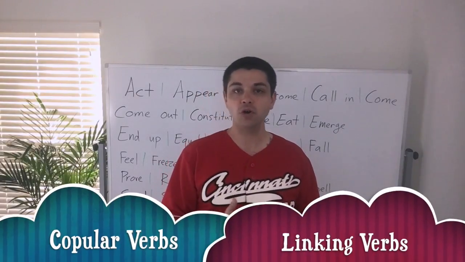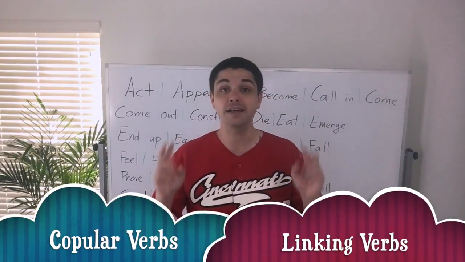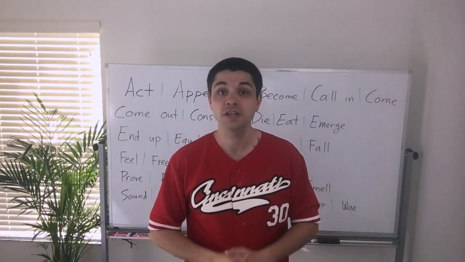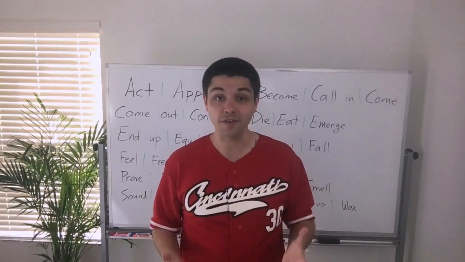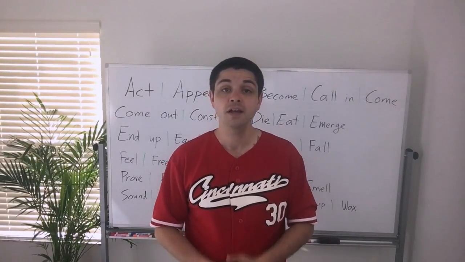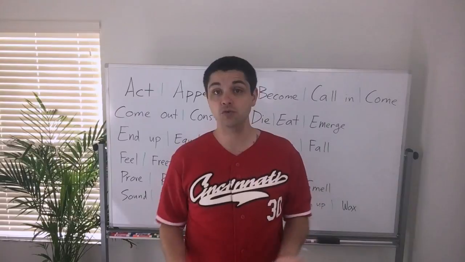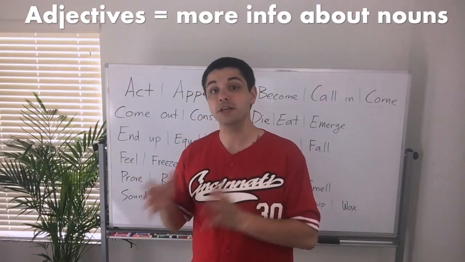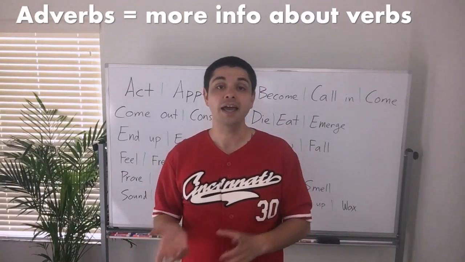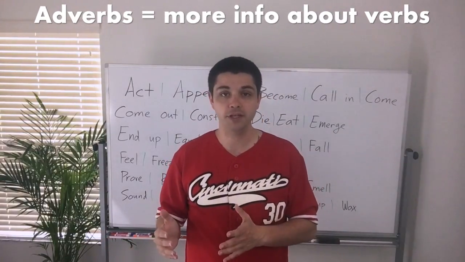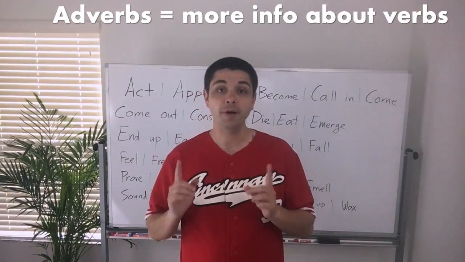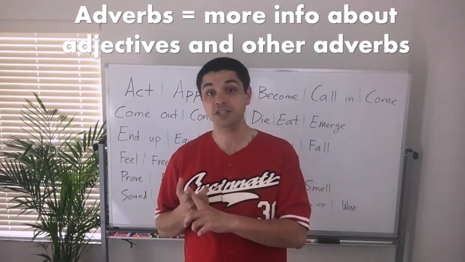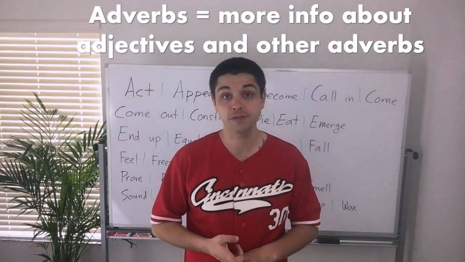So sometimes we call these kinds of verbs linking verbs. So copular verbs are like linking verbs. And actually, there are a lot of them. So it's important that we know them. Because something else that's important to remember is that adjectives give us more information about nouns, and adverbs give us more information about verbs. But adverbs also give us more information about adjectives and other adverbs.